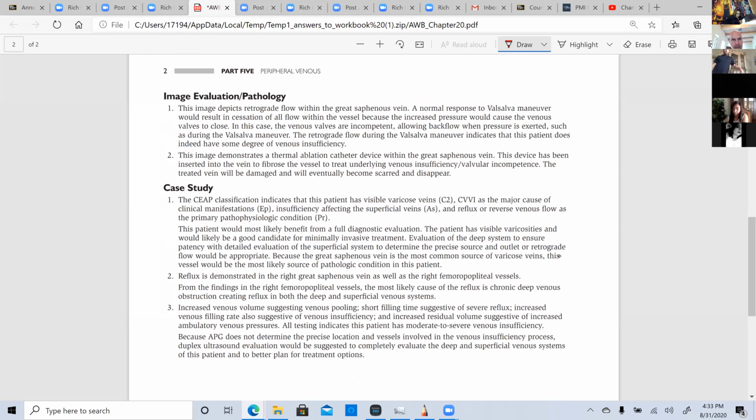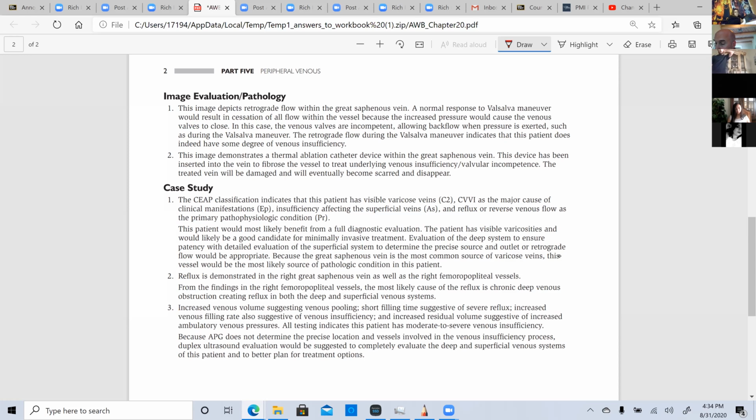Oh, wait. In the image evaluation, actually, I didn't look at the image evaluation, but that's pretty easy. It better be, right? Starting on the top of page 164, this image was taken in the great saphenous vein, distal to the saphenofemoral junction. The patient was asked to perform a Valsalva maneuver. So you don't always have to squeeze, right? You could Valsalva, and this image was the result. Explain the findings and if they are significant.